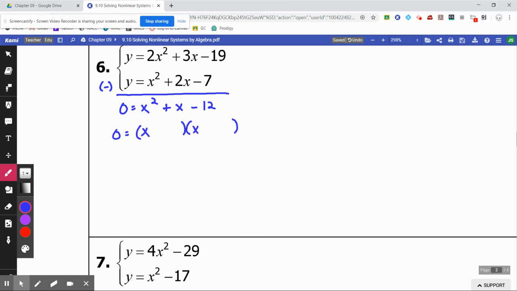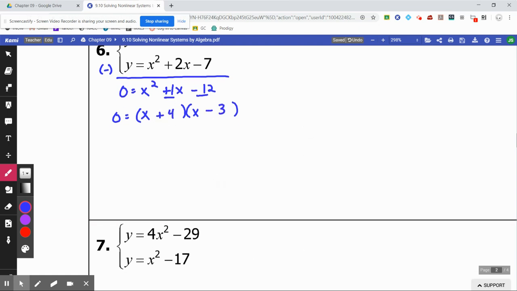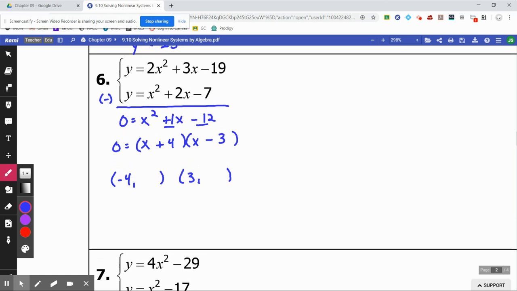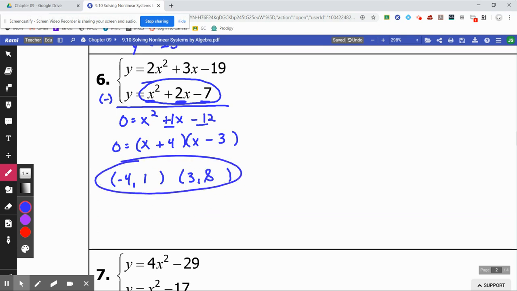x times itself gives you x squared, adds to give you 1, multiplies would be a negative 12, so a positive 4 and a negative 3. So therefore my two x values will be a negative 4 or a positive 3. To find your y values, again, let's simply plug them in. Since this is a simpler equation, let's plug it in here. When you plug in negative 4, it gives you 16 minus 8, which is 8, minus 7, which is 1. When you plug in 3, it gives you 9 plus 6, which is 15, minus 7, which is 8. There's your 2 points of intersection.